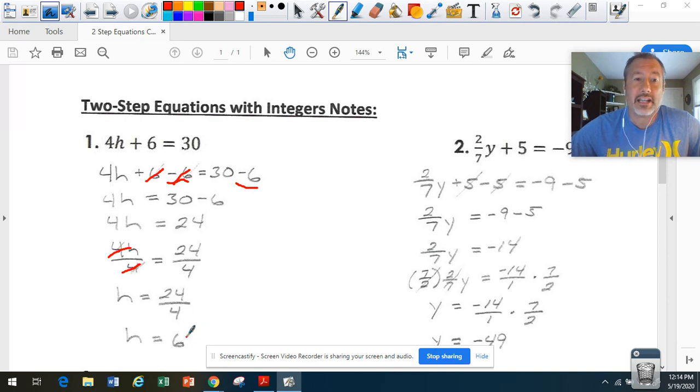If you want to check that, take this 6 and put it in where the h is. 4 times 6 is 24. 24 plus 6 is 30. So yes, they are correct.